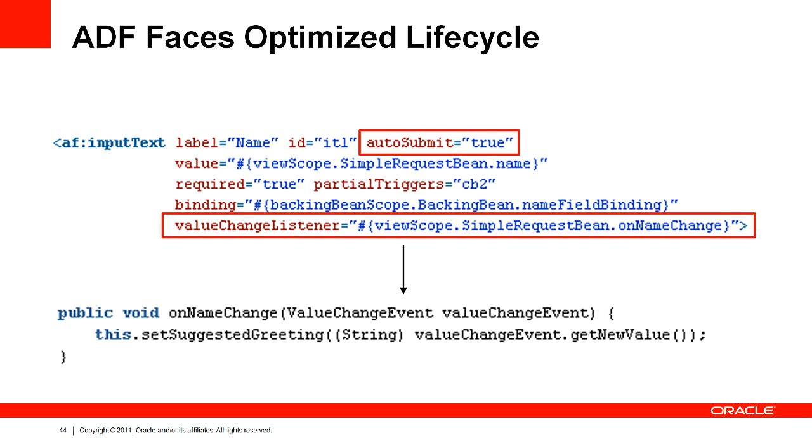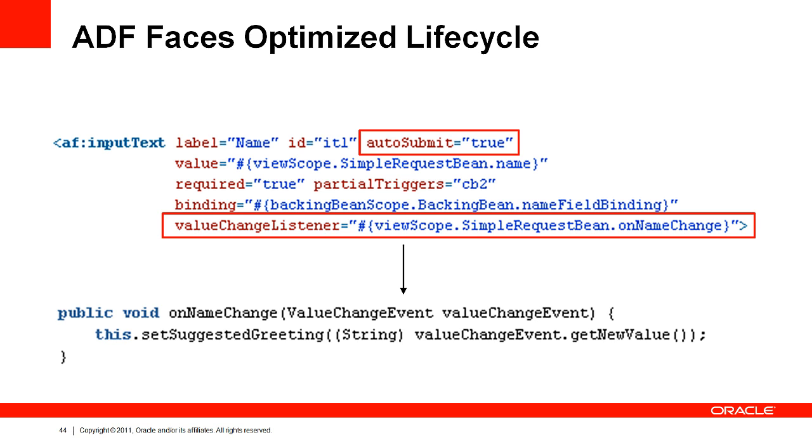There is no immediate equals true button involved. This means that we're not bypassing the process validation and we don't bypass the update model. However, we don't see validation errors on the suggested greeting field, and we don't see a validation error on the date field. The reason is that we do have an optimized lifecycle that puts an event boundary just around the input text field. So all that gets refreshed in the context of the form submit is the input text field with a name in it.